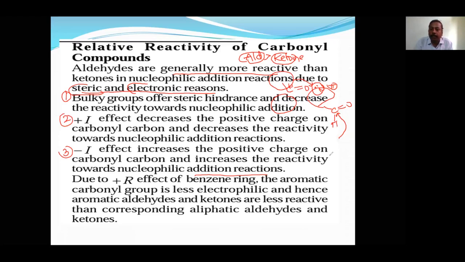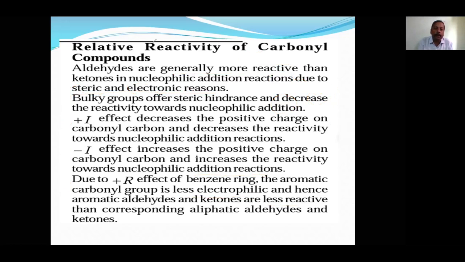So we are simultaneously preparing for board exams and competitions. A small little effort can save both. So the fourth one is plus R effect of the benzene ring. The carbonyl group is less electrophilic and hence aromatic aldehydes are less reactive than the corresponding aliphatic aldehydes. These are the 4 points you have to write. Understood? If you want full score and full marks. Now let's see the examples.